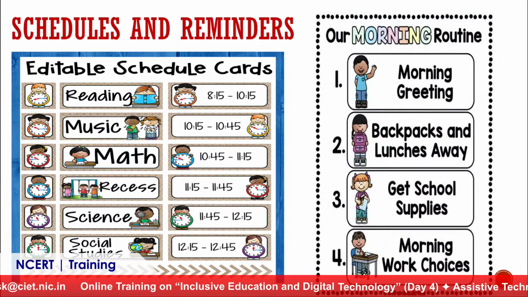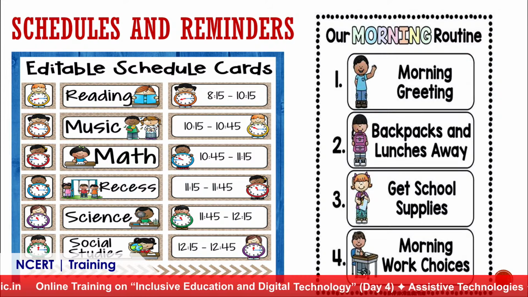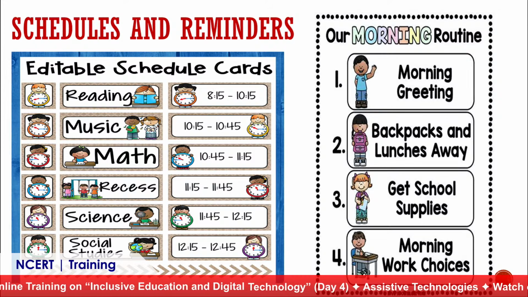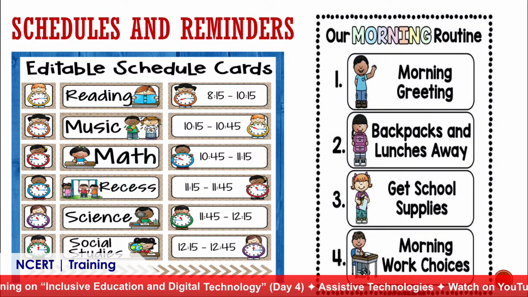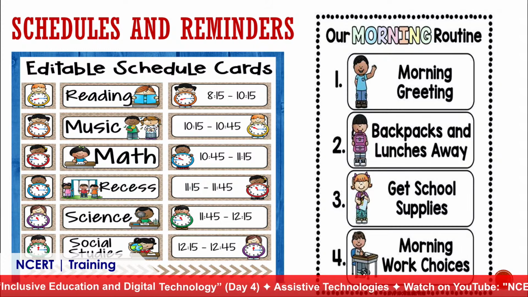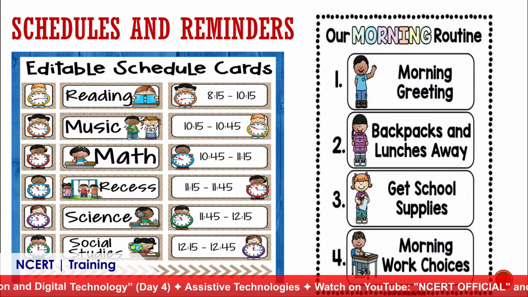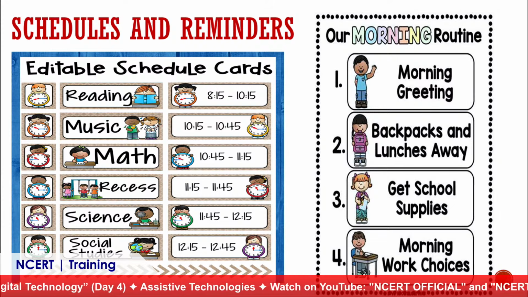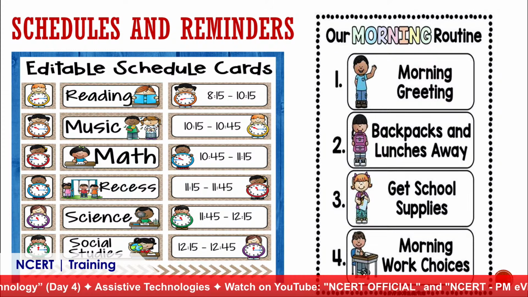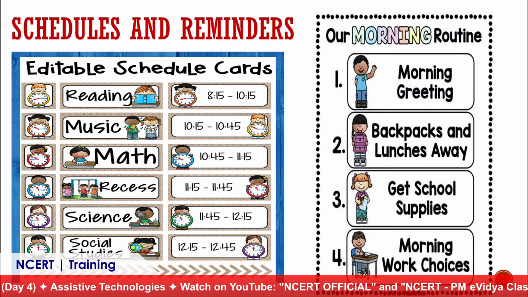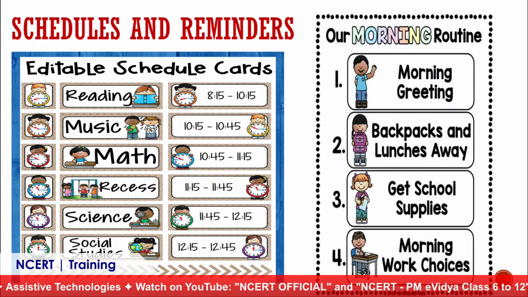These are perfect examples of picture schedules and reminders. They are especially important for children with autism, for children with intellectual disability, and for those who cannot read or cannot remember, who easily forget. You just take a printout and keep it in the classroom, and the schedule is there. The child sees and the child follows. A simple technique, that's all.